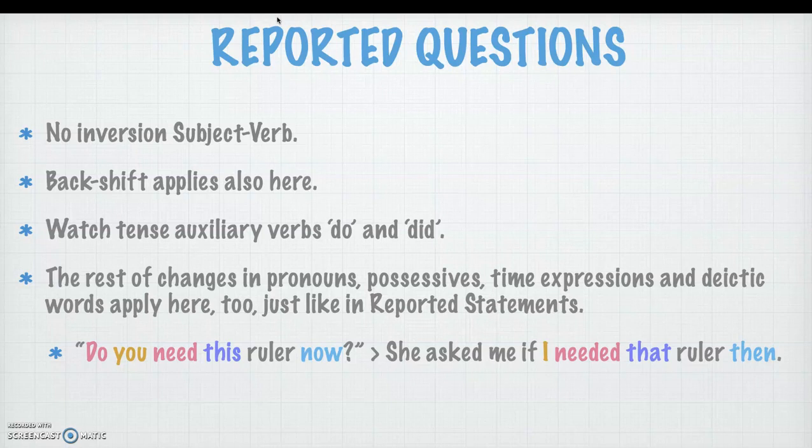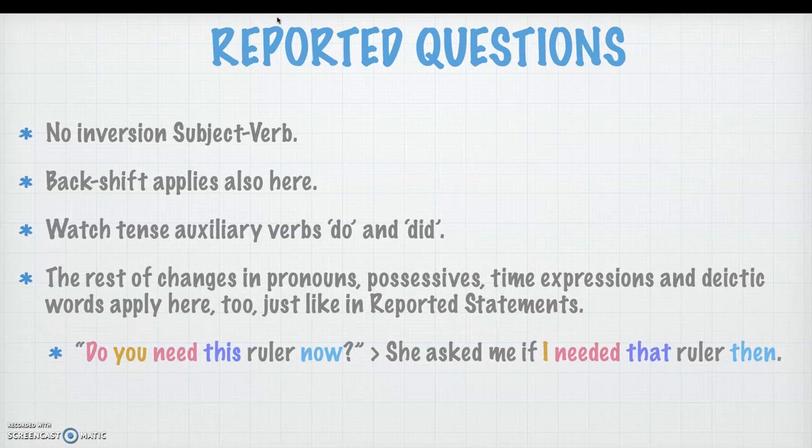So we have this example. Do you need this ruler now? This is a question in the present simple. We need the word do, the auxiliary verb do, to ask the question in the present. We have the typical word order for direct questions: do, subject, verb, and then we have the rest of the complements or words in the sentence.